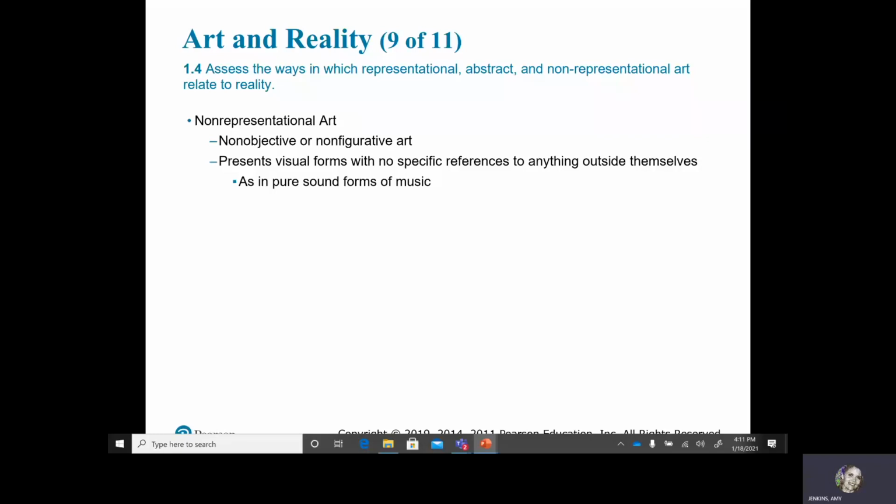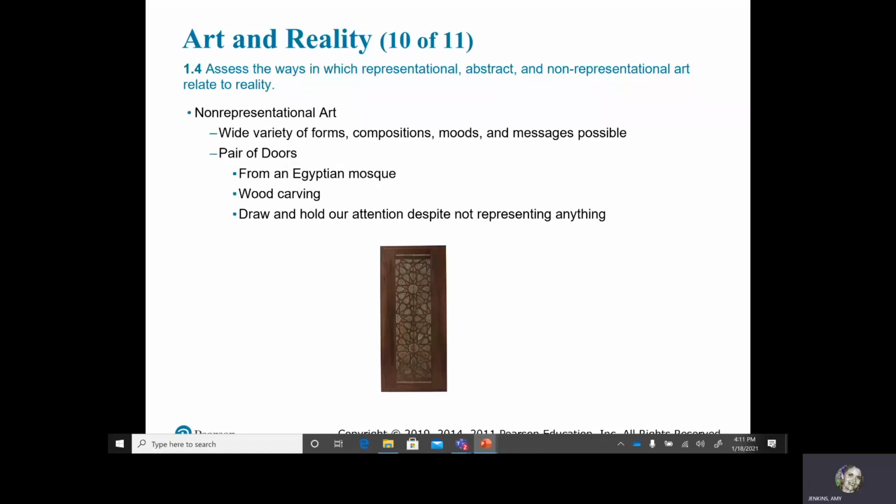Non-representational art, non-objective or non-figurative art presents visual forms with no specific references to anything outside of themselves, as in pure sound forms of music. This is an example of non-representational art. It has a wide variety of forms, compositions, moods, and messages possible.